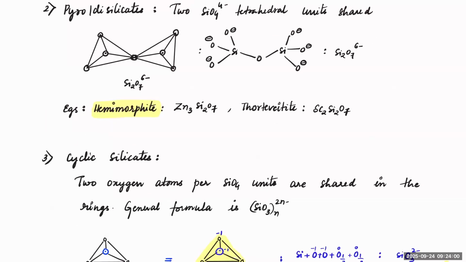Next, the second one being pyro or disilicates, which we just learned. Two silicates connected with a shared oxygen. So we learned that Si2O7 6 minus. This is called pyrosilicates or disilicates. You can see 6 minus needs to be balanced by the metal charge. So 3 moles of zinc will balance it, or 2 moles of scandium can balance it. So this is hemimorphite. The name of that silicate is hemimorphite.